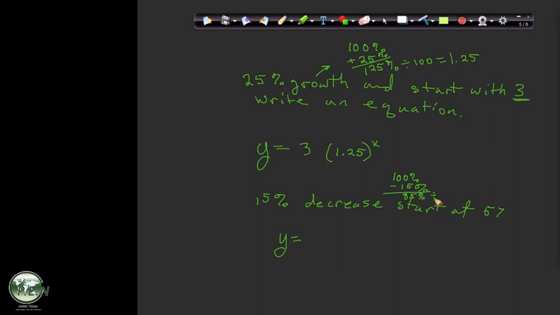We divide that by 100, right? Because we've got to turn a percent into a decimal. So we see that the base part is just going to be 0.85, or 0.85 to the x. And then what do we do with this 57? Put it right here. It's at the start.